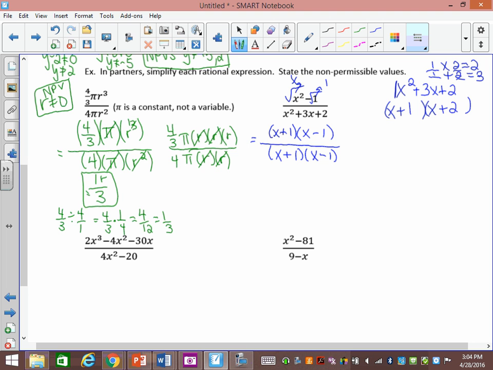So we have x plus 1 can't equal 0, and x minus 1 can't equal 0. So x can't equal negative 1 and x can't equal 1. So x can't equal plus or minus 1. It's just from off the bottom, guys. If it was negative 1, this would become 0. If it's positive 1, this would become 0.